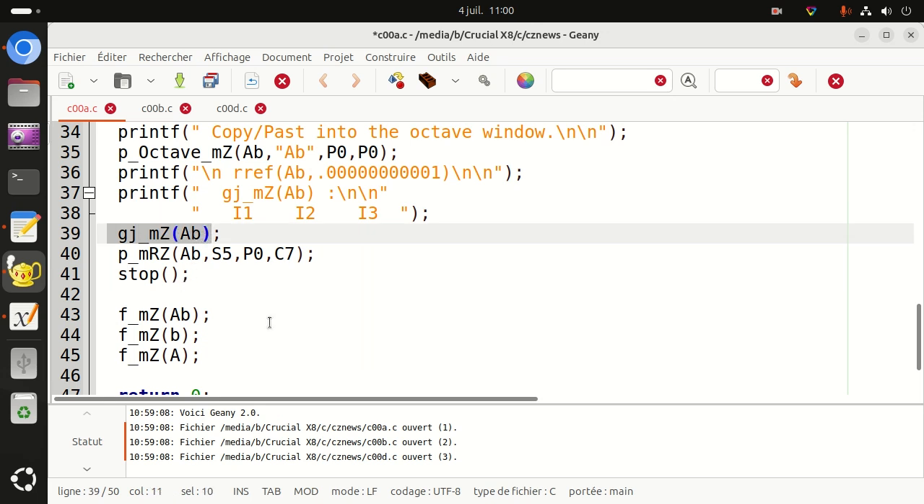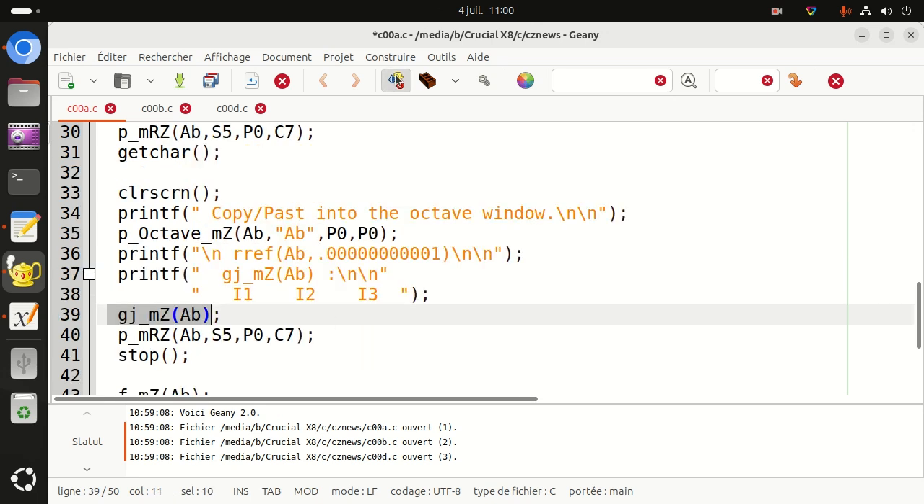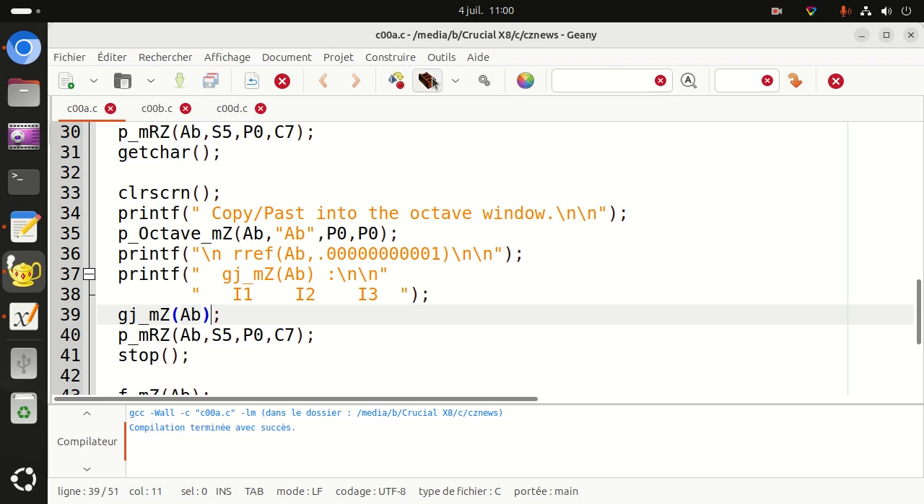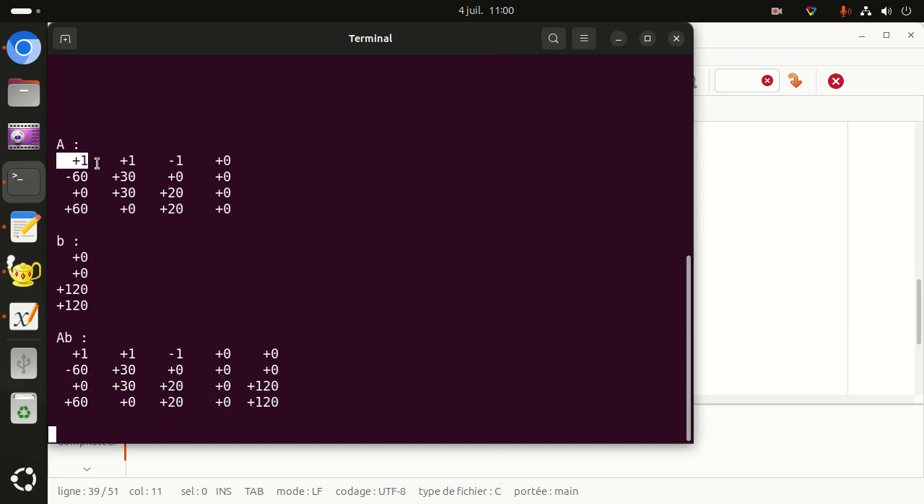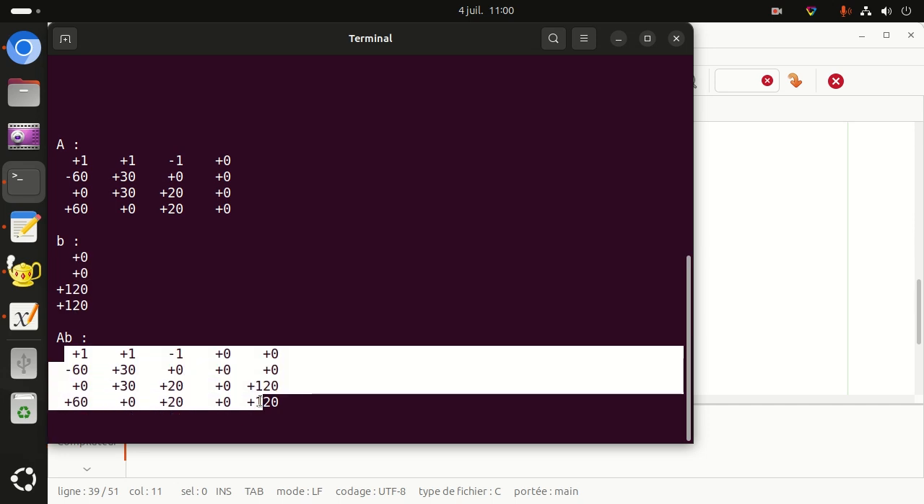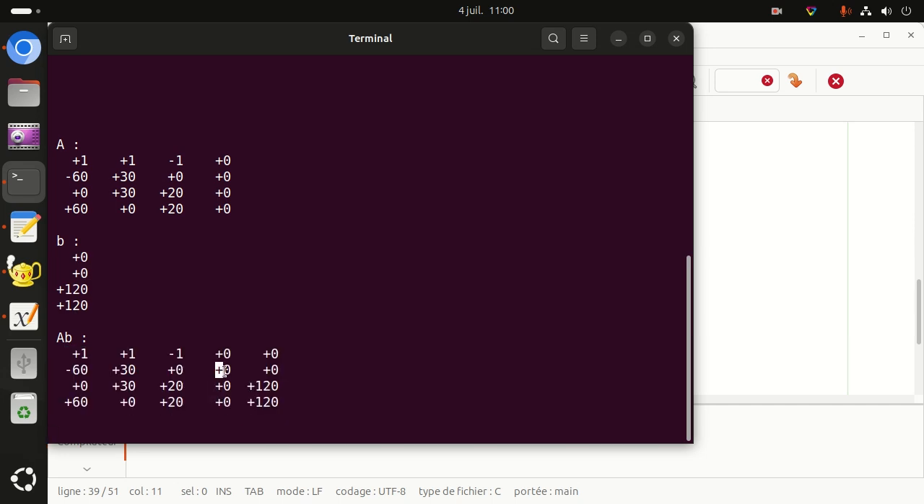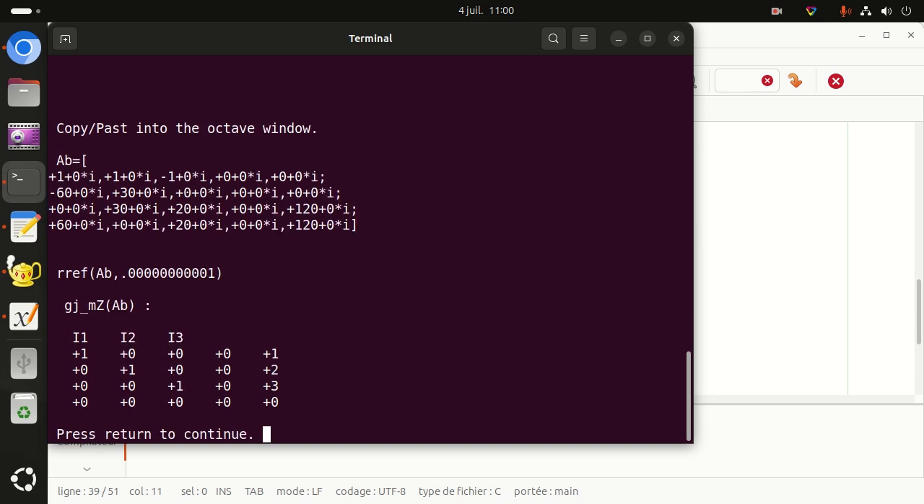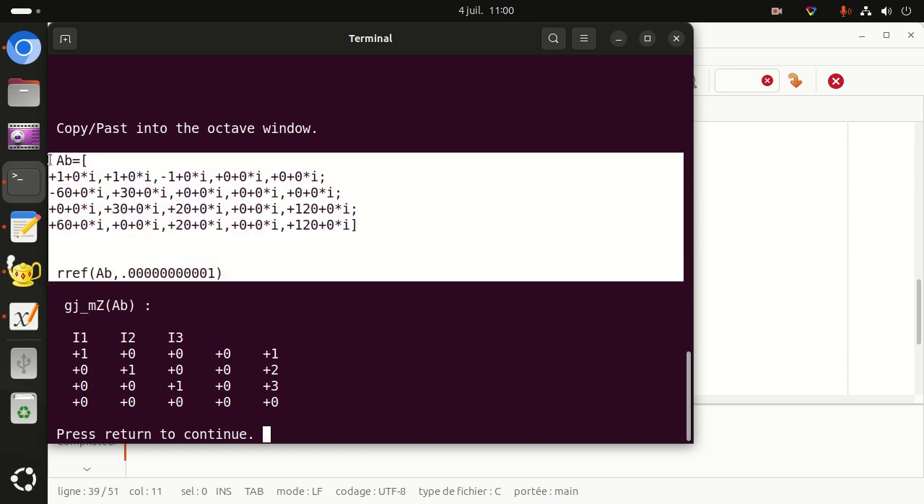Alors, I have A, I have B, I have the system AB with the column of 0, and this column is for I1, this column is for I2, and this column is for I3. You have the code here to resolve this system with Octave.